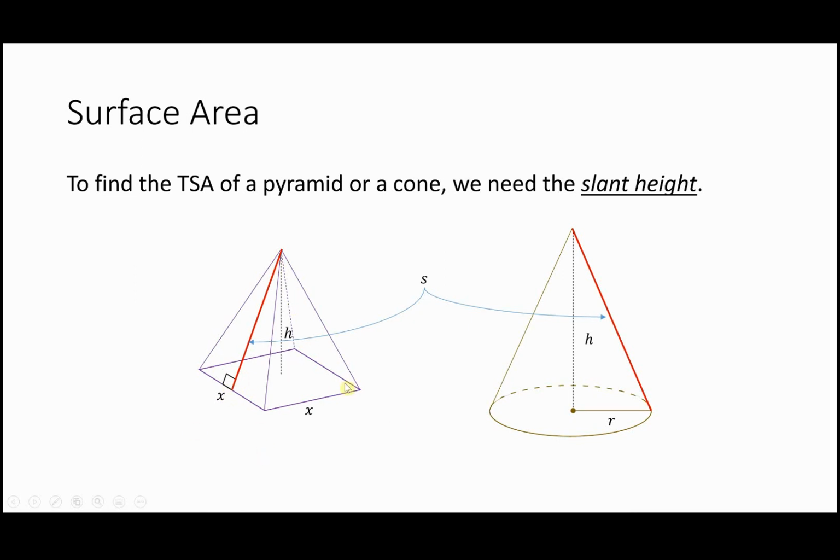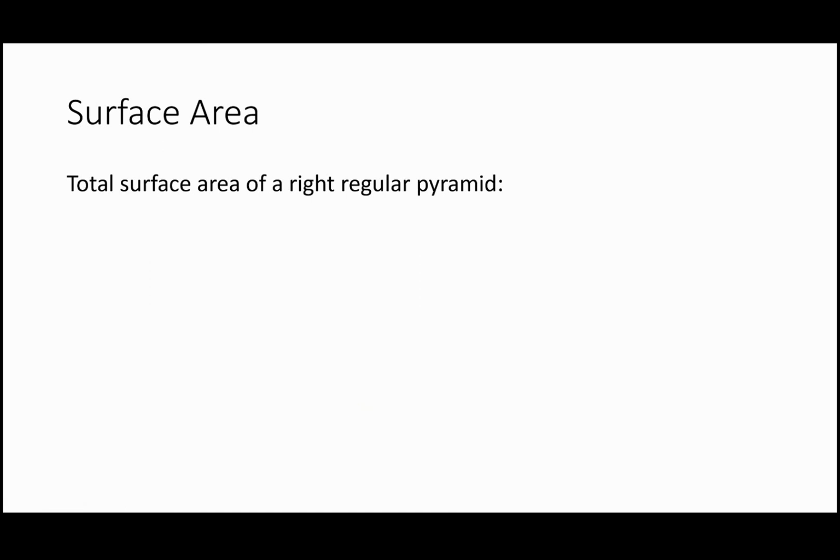That means it's the altitude. Okay, very good. So let's keep that in mind to find the total surface area of a right regular pyramid. Here is the formula for it. It's the area of the base plus 1/2 of the perimeter of the base times the slant height.